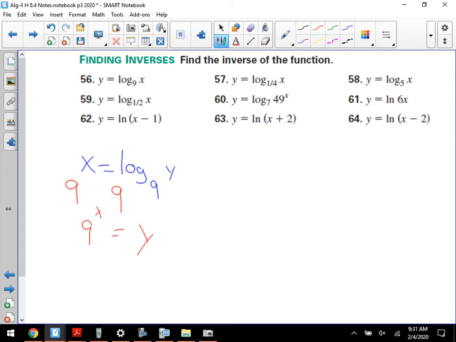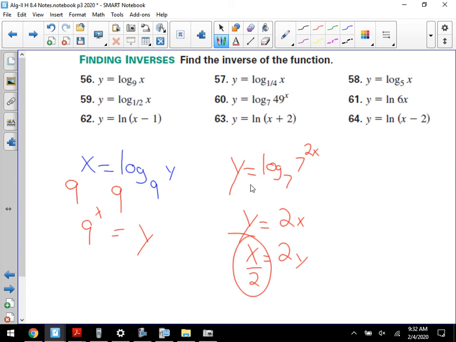Same thing with 60. If you look at 60, if you rewrite this right away, you get y equals log base 7 of 7 to the 2x. What's log base 7 of 7 to the 2x? What happens there? 2x. You just get 2x, don't you? Now, I have not flip-flopped my x and y yet, so now if I flip-flop my x and y, x over 2 is your inverse. So sometimes you use the properties to help simplify it out prior to getting to it. Okay?